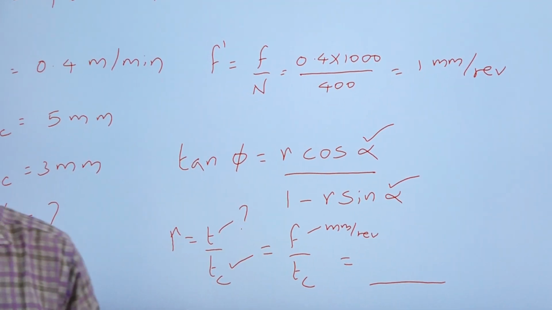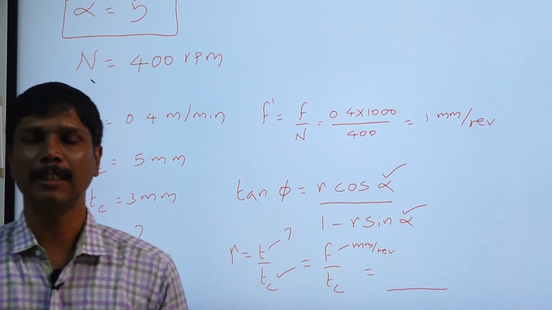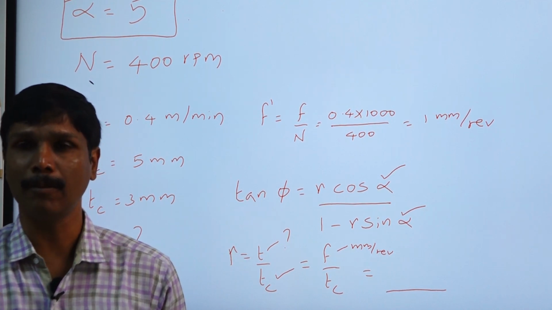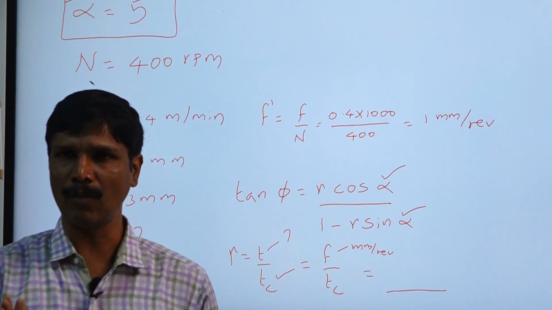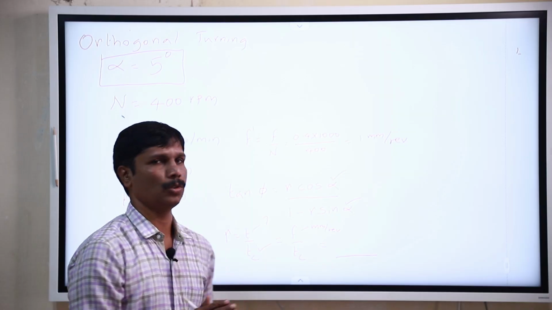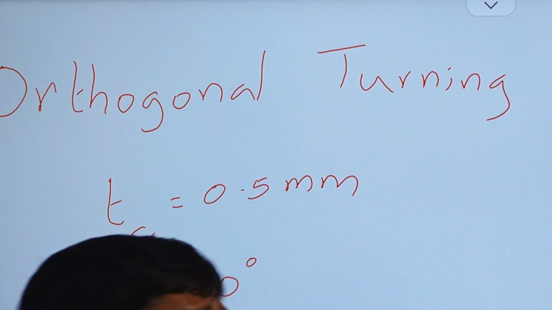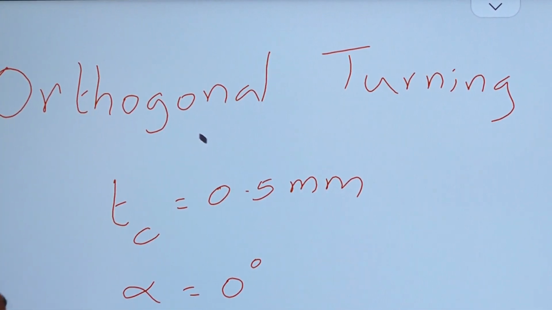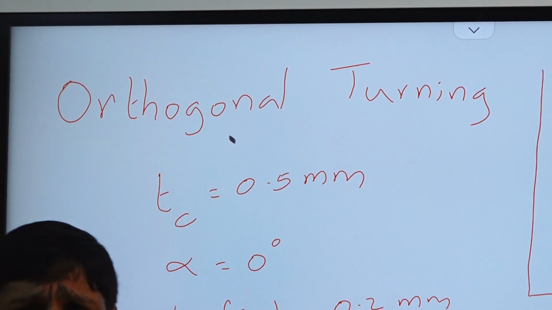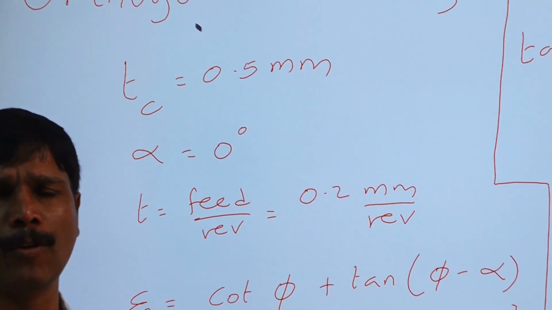This is one type of problem you can get in the exam. They may not give the uncut chip thickness; they will give the feed, that too in meter per minute, so we have to convert to millimeter per revolution, and only then can it be used as the uncut chip thickness. The next problem is the same orthogonal turning. Here chip thickness is given, equal to 0.5 mm, the rake angle is 0 degrees, alpha equal to 0 degrees, and the feed per revolution is directly given.